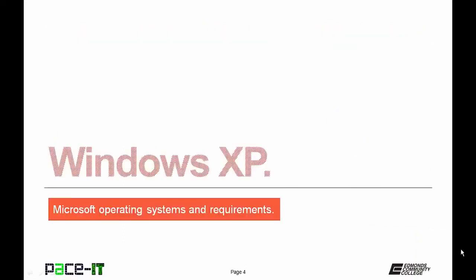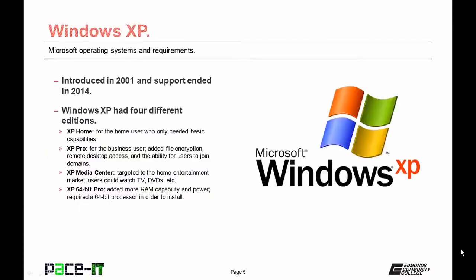Of course, we're going to begin with Windows XP. Windows XP was introduced in 2001, and support for it ended in April 2014, so it's at end of life. Windows XP had 4 different editions. XP Home, which was for the home user, was very basic and only had basic capabilities. XP Professional was for the business user. It added file encryption, remote desktop access, and users could join domains.